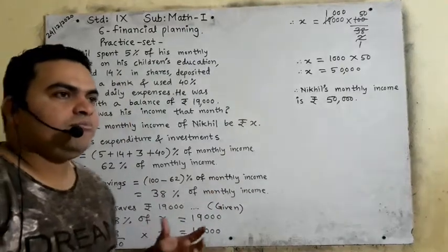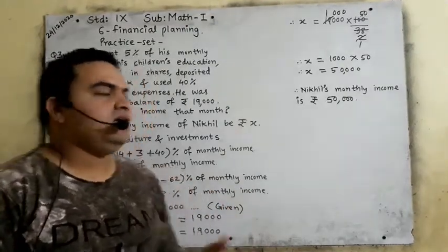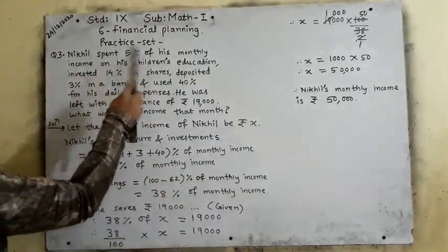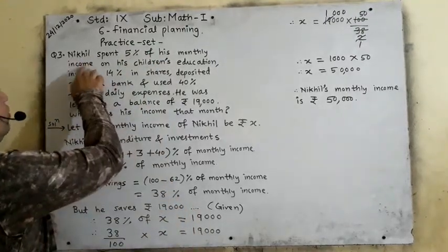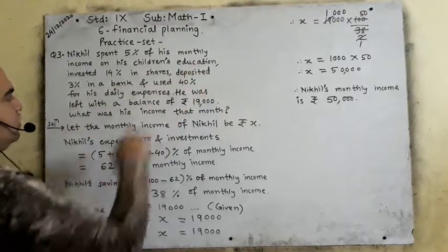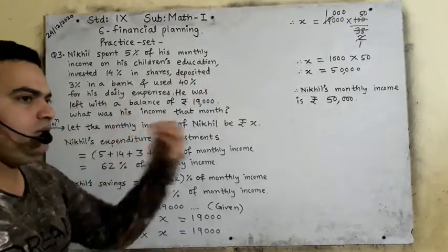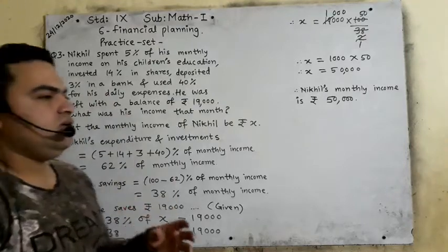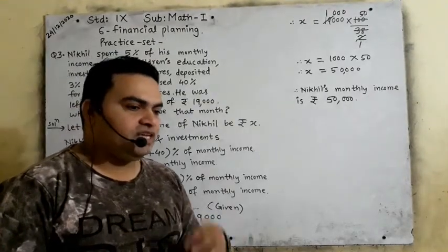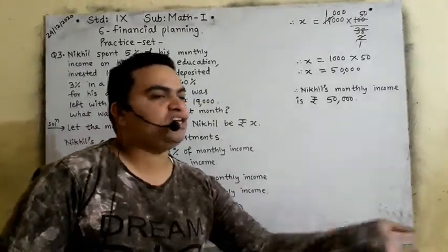In this question a person name came Nikhil. Nikhil spent 5%. Nikhil खर्च करता है 5% of his monthly salary or income on his children education. 5% बच्चों की पढ़ाई पे. Okay, invested 14% in shares. उसी monthly salary में से 14% वो invest करता है shares में.